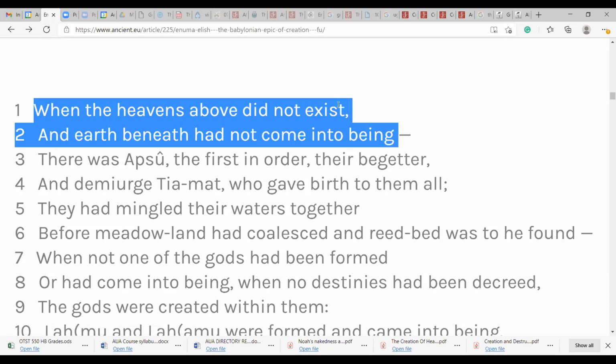But I just wanted to pay attention to this fact that it starts when the heavens above did not exist. So it looks like it speaks about creation, not creation from nothing, but before everything was created. Okay, let us come back to the presentation.